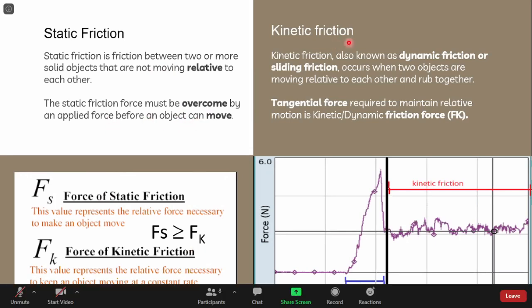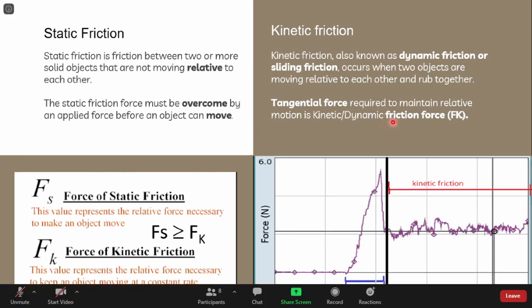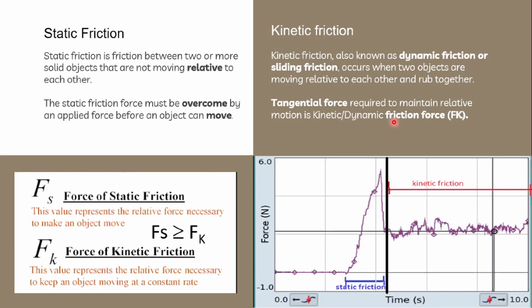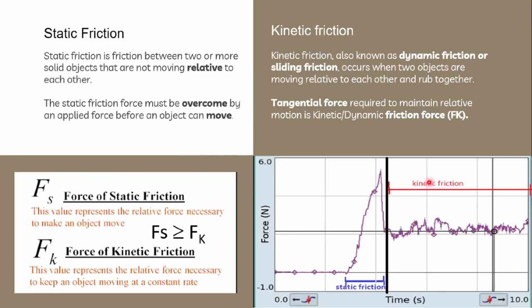Okay, the kinetic friction. Kinetic friction is actually dynamic friction, and it occurs when the two objects are moving relative to each other and rub together. The tangential force required to maintain relative motion is the kinetic or dynamic friction force. So the force of kinetic friction is Fk; Fs should be greater than Fk to move an object. Here you can see the static friction force rises gradually, then suddenly drops to the kinetic friction force.